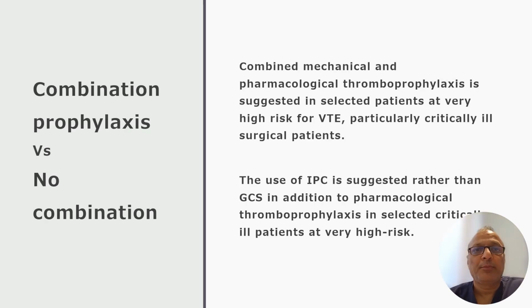Regarding the use of combination prophylaxis, meaning a combination of mechanical and pharmacological prophylaxis, guidelines state that combined mechanical and pharmacological prophylaxis is suggested in selected patients who are at very high risk for venous thromboembolism, particularly critically ill surgical patients like orthopedic surgeries. And if combination is used, then intermittent pneumatic compression is suggested rather than graduated compression stockings in addition to pharmacological prophylaxis.